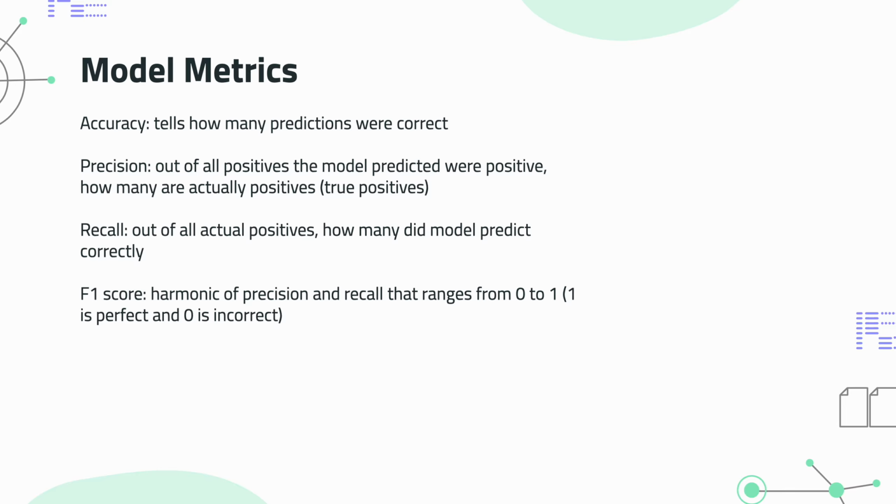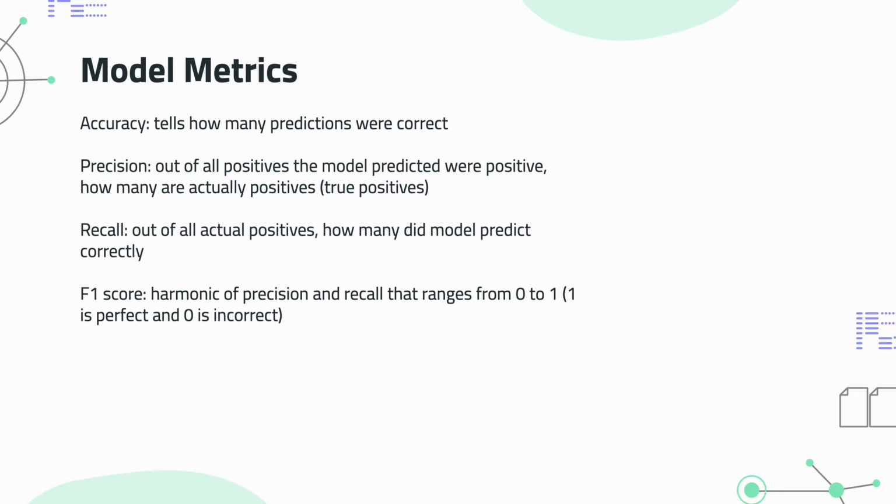So, model metrics. These are ways that we can look at how well our model is actually performing. There are many different types of metrics. I made a couple of slides about these metrics in past videos, and maybe you've seen them, but this is just a little refresher, because you should probably know what these are.